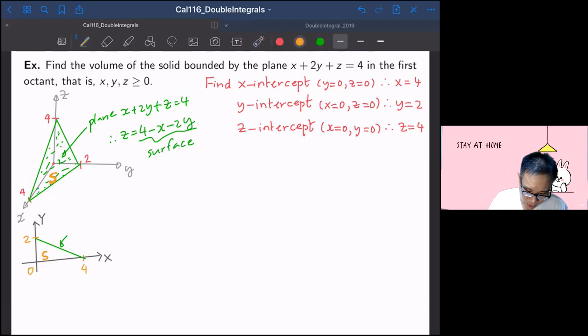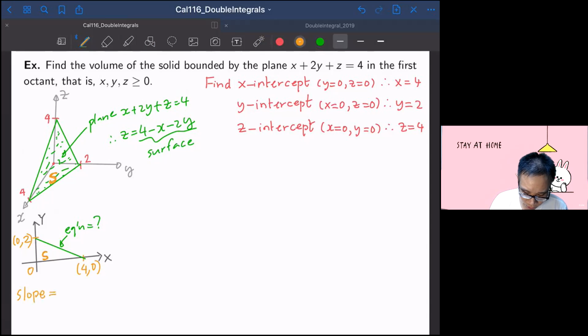So we need the equation of this line. What is the equation for this line? In order to obtain the equation of this line, you need 2 points, okay? For (4, 0) and (0, 2). So you need 2 points. So you're going to find the slope.